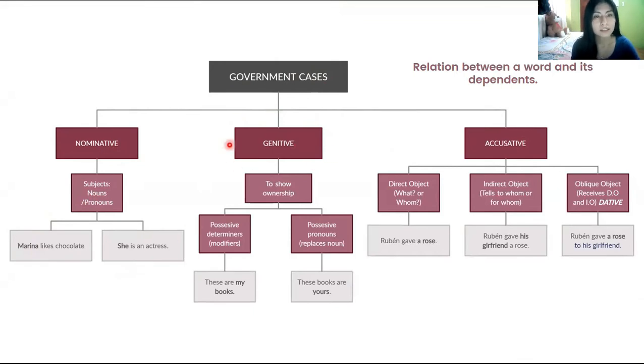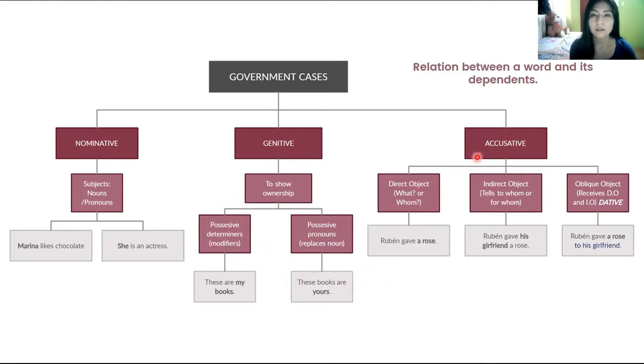In the case of genitive, it is used in order to show some ownership, and we have two types. The first one is possessive determiners, and that acts as modifiers. For example, we have: these are my books. And we have also possessive pronouns, which replace the noun. For example: these books are yours.